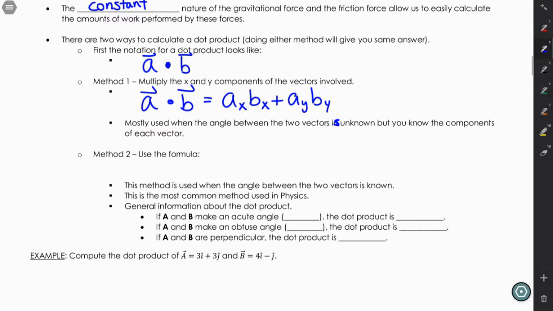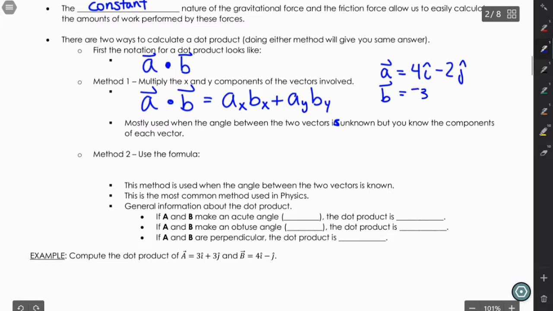So if it's given to you, just for example, A is 4i hat minus 2j hat, right? B would be negative 3i hat plus 5j hat, right? So you know the components, and you can simply multiply and add, all right?